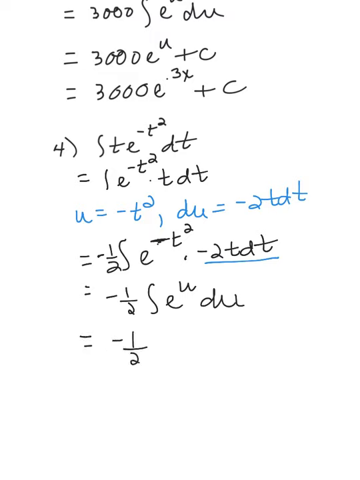Then the integral of e to the u is e to the u plus c. We can't leave it with u in the answer, so we're going to replace u with what it was originally, negative t squared plus c.